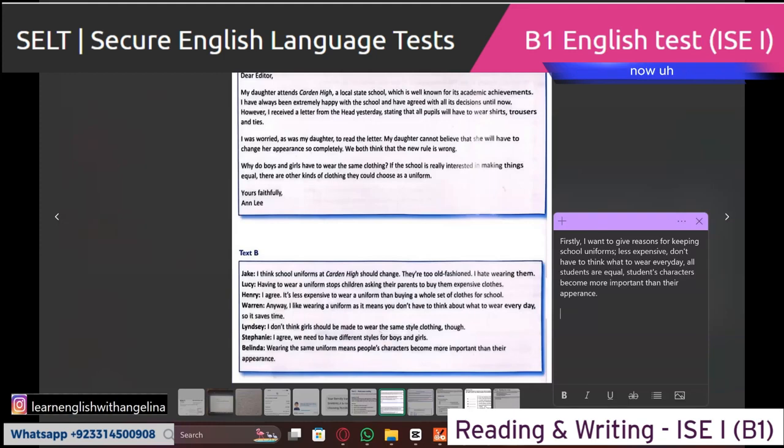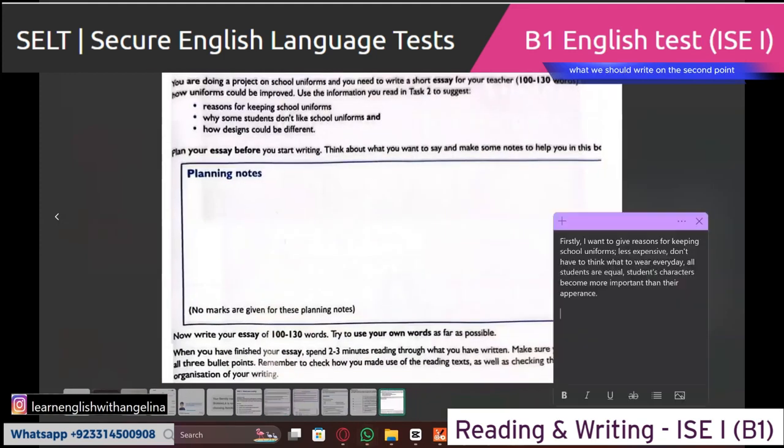Okay, now what should we write on the second point? Secondly, I want to explain. Why explain? Because in here this is a text from the book, so they have not given verbs with it. But in your real test, they already tell you describe, explain, say. So you can use the same words which are given there.